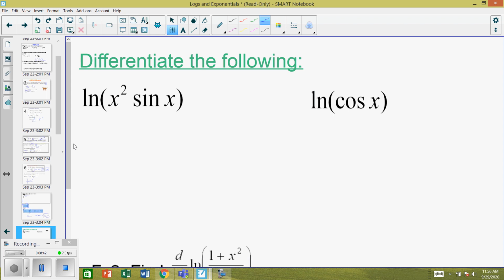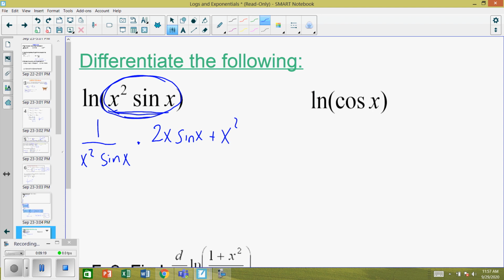All right, ln of x squared times sine of x. So it's like we have a function within a function, so it's chain rule with ln. The first thing is the derivative of ln is 1 over x squared sine of x. And then we multiply by the derivative of the inside, the derivative of x squared sine of x. Taking the derivative of this is product rule. So we take the derivative of x squared, so 2x, leave the second the same, plus leave the first the same, and the derivative of sine is cosine of x.